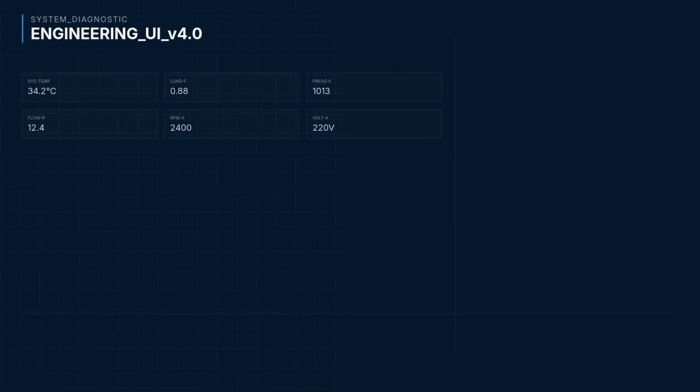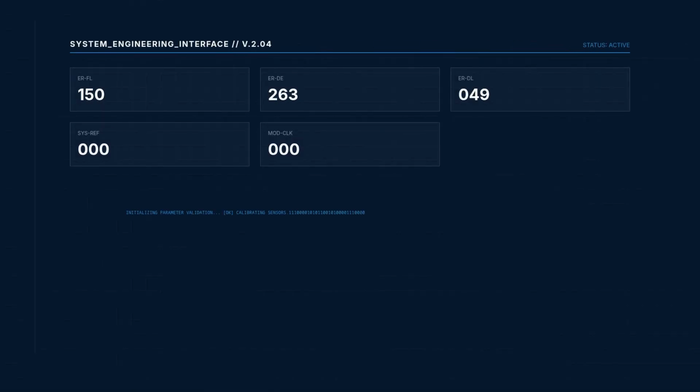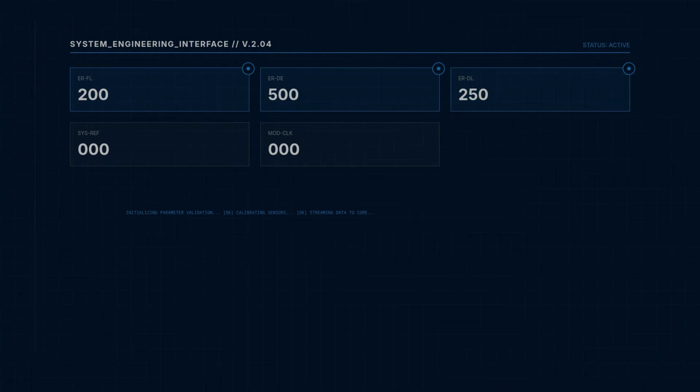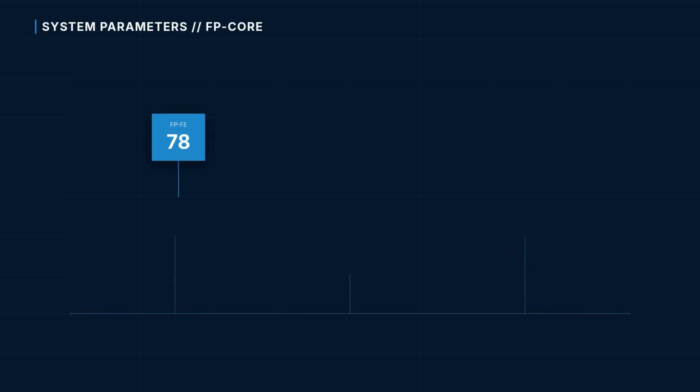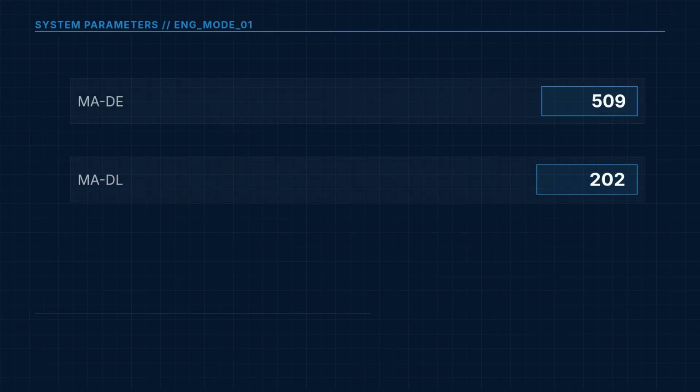We have of phi set to 100, of d at 500, and of dl at 250. Next, airfill is 200, air day is 500, and air del is 250. For FPFE, we'll use 100, FPFL is 200, and FPL is set to 750. Finally, MAD is 500 and MADL is 250.